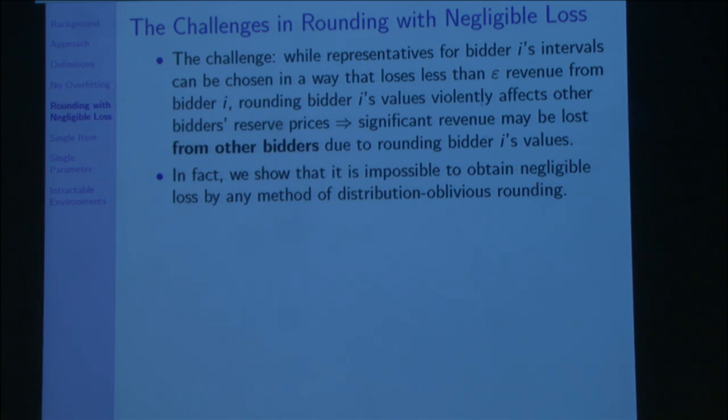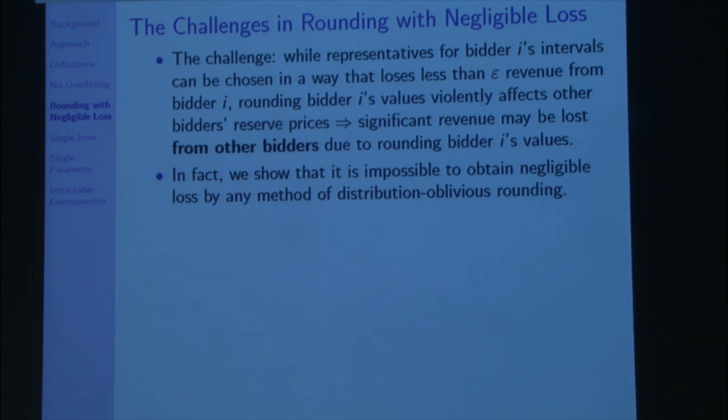So our main, so this can't be done. Somehow we have to choose the representatives in a way that's dependent on the distribution for which we wish to not lose a lot of revenue, and we need to do that in a way that doesn't change our overall effect on the reserve prices that we set for others.